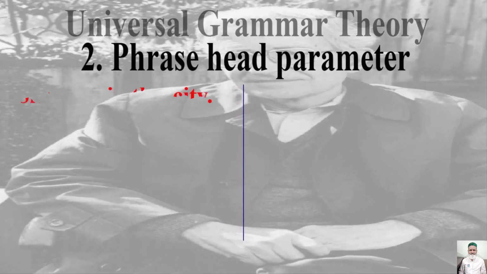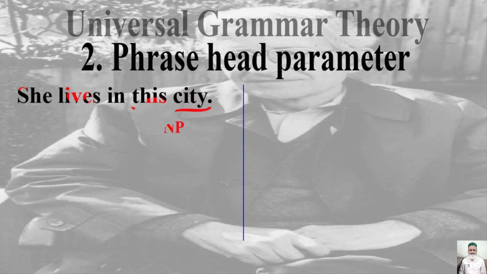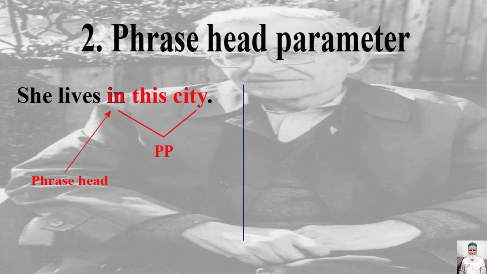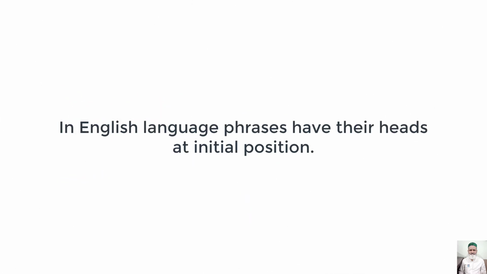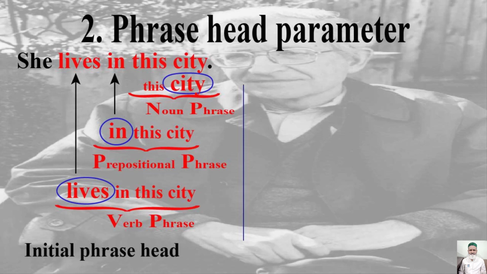In English we have a sentence, she lives in this city. This city is a noun phrase, its head is city, that is a noun. When we add the preposition in with it, it becomes a prepositional phrase where the head is the preposition in. And further, when we add the verb lives with it, it becomes a verb phrase whose head is the verb lives. In English sentence structure, we see that all phrases have their heads in the beginning, or we can say at the initial position of the phrase. Look at the example, lives in this city, in this city, and city.